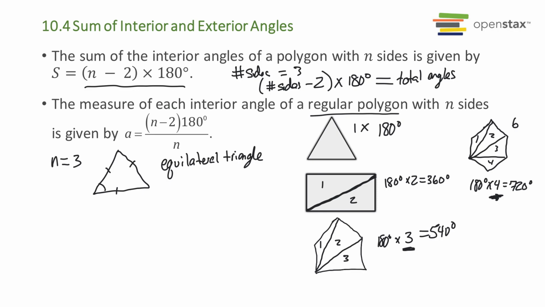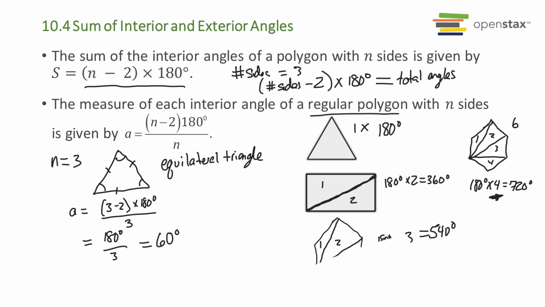So what we're saying is the measure of all of these little angles inside is going to be A equals 3 minus 2 times 180 degrees, all over 3 sides. Well, we kind of already know this, right? Because that's 1 times 180, so that's 180 degrees divided by 3, so that's 60 degrees. So an equilateral triangle has 60 degrees.